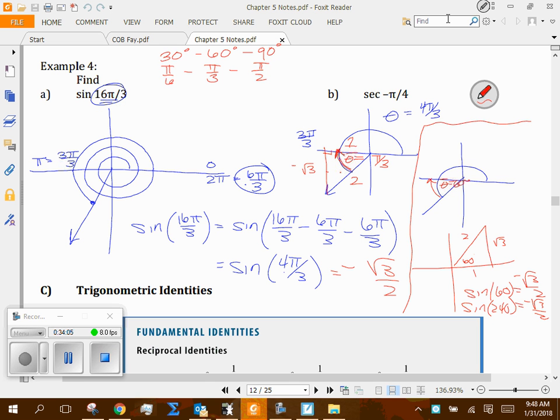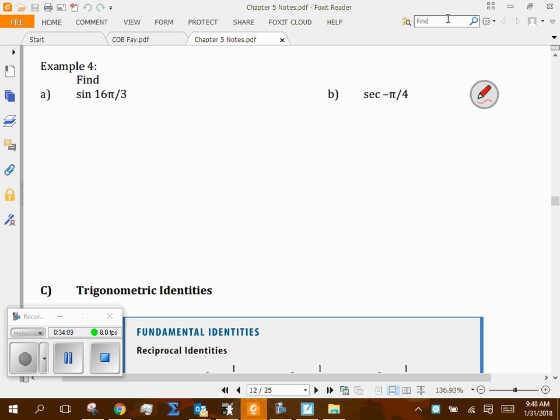I know maybe initially there's a lot of new processes here and a lot of things that we're wrapping together, like coterminal angles, supplementary angles, that kind of stuff, and dealing with multiple rotations, and maybe these three processes or three steps can be confusing. But again, the more practice we see, the better we'll get at it.